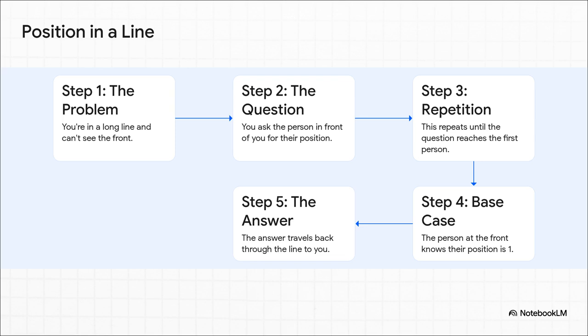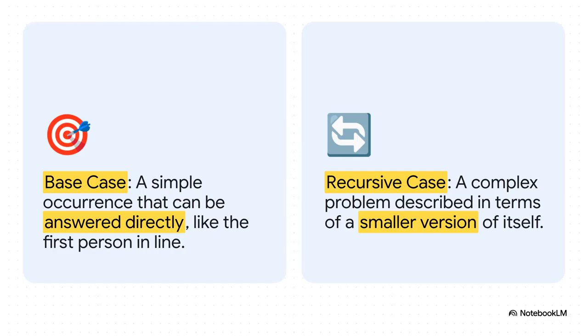I'm number 1. They tell the person behind them, who can now figure out they're number 2. And that answer works its way all the way back down the line until it finally gets to you. You solved a huge problem by just breaking it down into smaller, identical problems. And right there, in that simple story, we've actually uncovered the 2 essential parts of every single recursive algorithm.